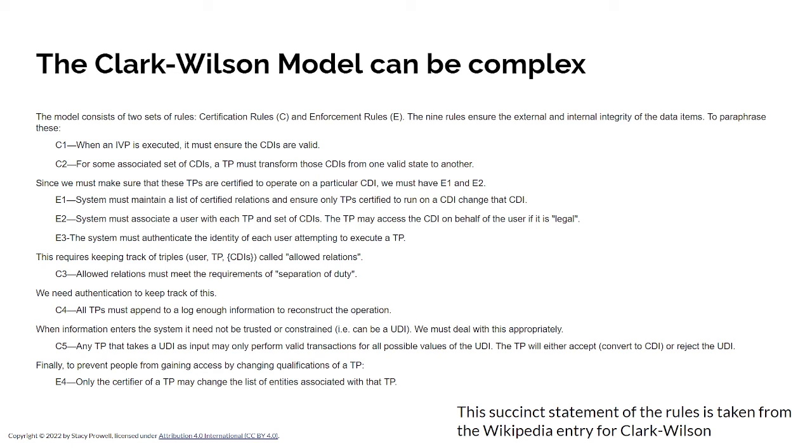There are certification rules. Those are the C's in this row, and there are E's, and those are enforcement rules, right? A certification rule would be when the integrity verification procedure is executed, it must ensure all the CDIs, the certified data items, are valid. An enforcement rule would be the system must maintain a list of certified relations and ensure only trusted procedures are certified to run on CDIs and change that CDI. So there you go. A lot to think about there. We're not going to get much deeper into this. We've really hit the highlights of the model, and I think you see what's going on.